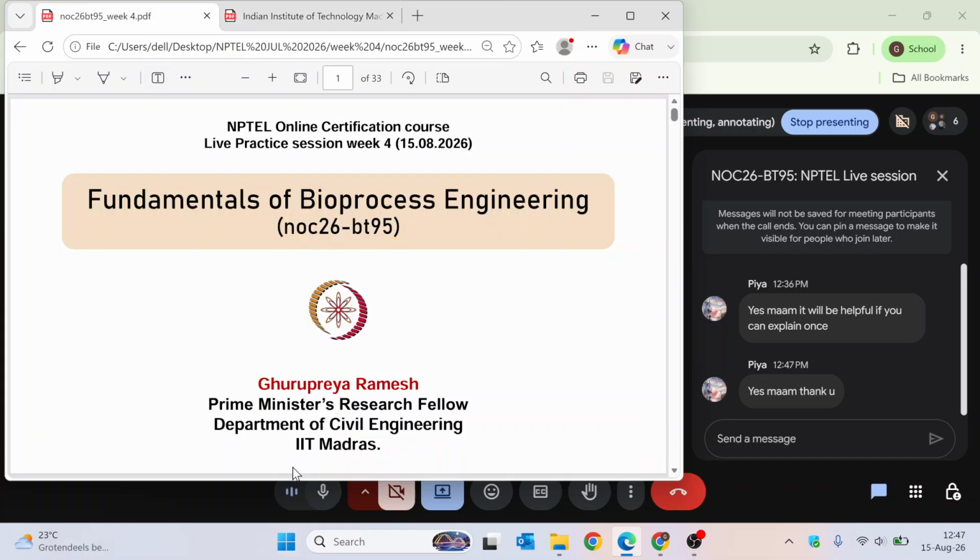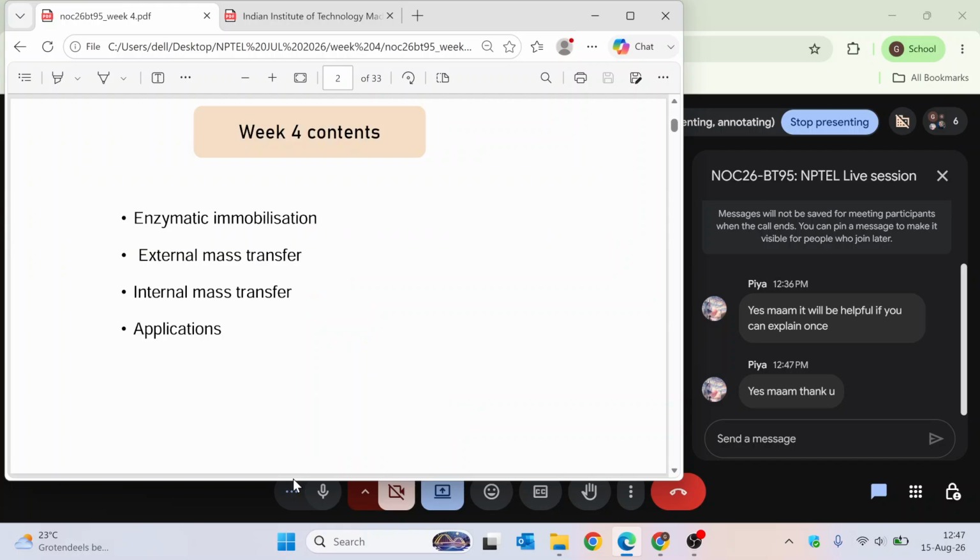Okay, so with that, we'll start with this week's session officially. That was just a doubt from the previous class. So we are in the week 4 practice session for the fundamentals of bioprocess engineering course. The week 4 contents include enzyme immobilization, external mass transfer, internal mass transfer, and the applications of immobilization. If you have any specific doubts from the last 4 weeks of content, you can post them in the chat box anytime, and I will see them and respond.